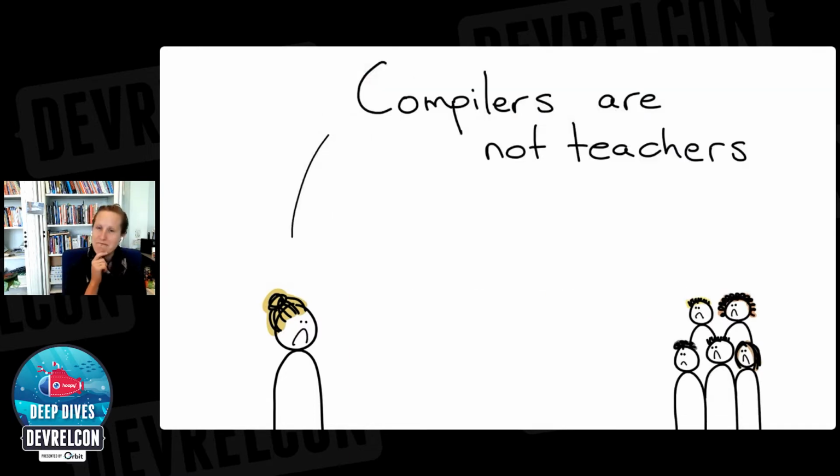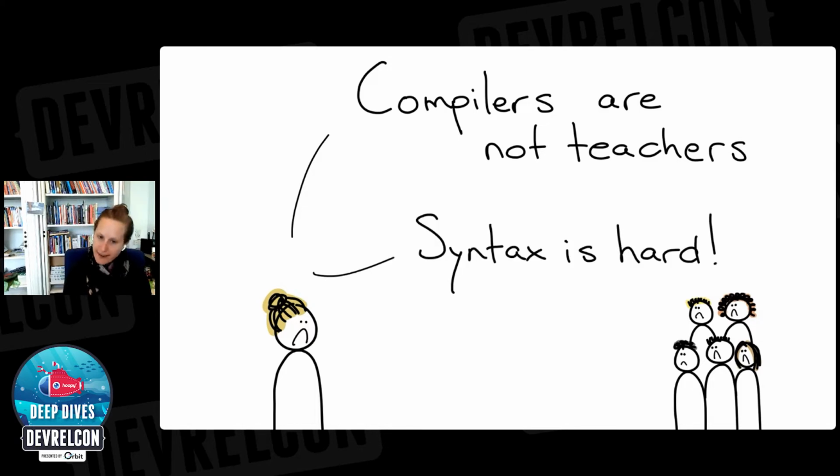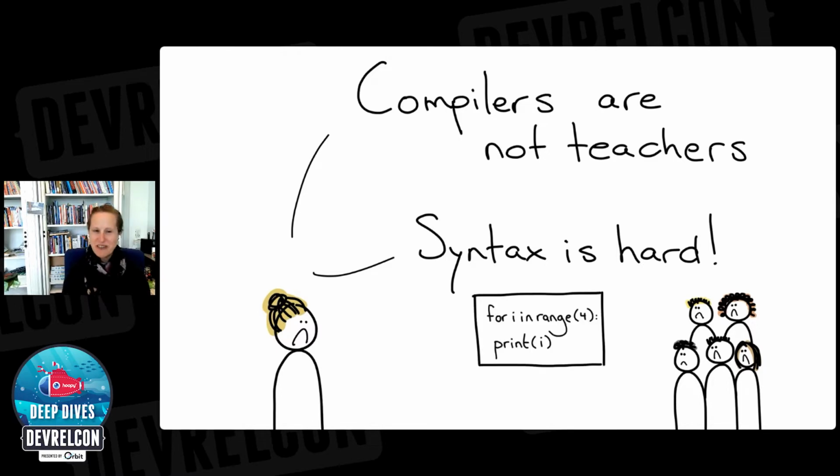So then I thought, okay, maybe compilers are not teachers, right? They can give you some information, but they're really not great teachers. Syntax is actually very, very hard for beginners. And specifically, syntax is very distracting. So I would do something like this with the kids. A program that's not very interesting, right? For i in range 4, so it prints 1, 2, 3, 4. A 10-year-old is not going to get very excited about printing 1, 2, 3, 4. And actually, of course, you know that it doesn't print 1, 2, 3, 4. It prints 0, 1, 2, 3, which is even more confusing to children.